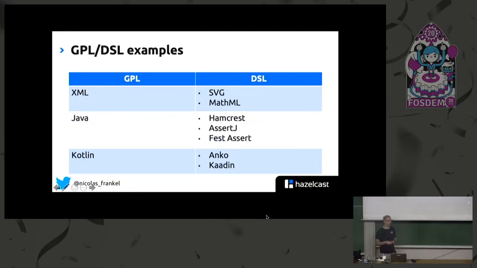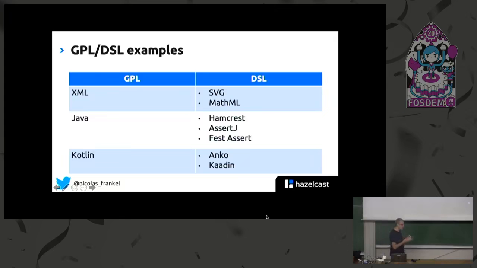Or if you are using Java, you can have DSLs which are used for assertions. I don't know why, but assertions seem to be very popular for DSLs. A couple of years ago, there was Hamcrest's assertThat. Now I think the most popular is AssertJ.